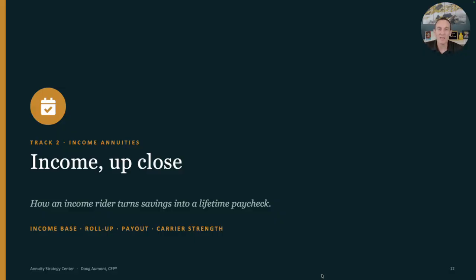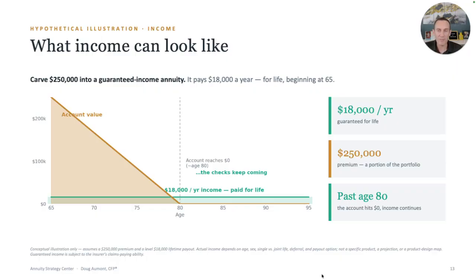We're going to look at the mechanics of an income annuity. We'll start here with a graph. This is showing a hypothetical illustration. Your client started with $250,000 that they allocated to a specific job. Remember, that specific job was to create lifetime income, income that they can't outlive. So in this case, they were looking for $1,500 a month, $18,000 per year. So you can see that green line at the bottom. That's showing that $18,000 a year.